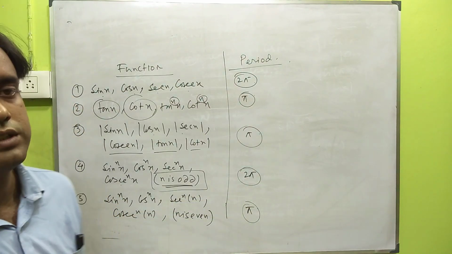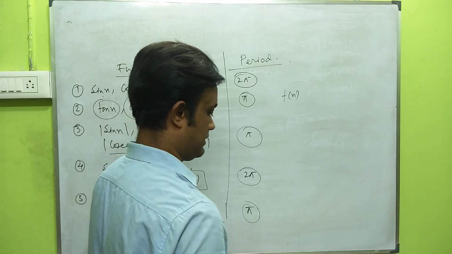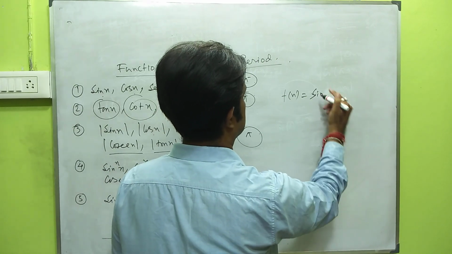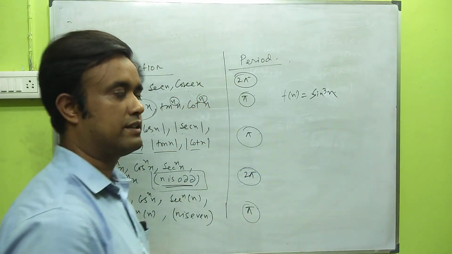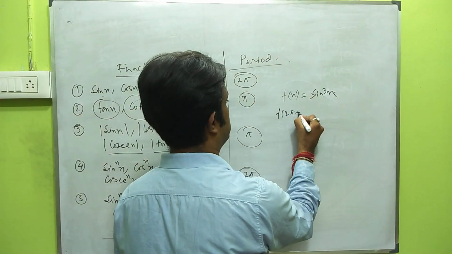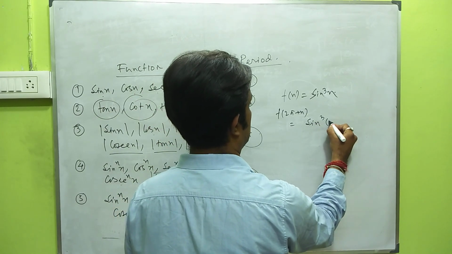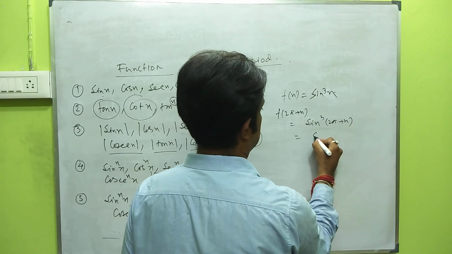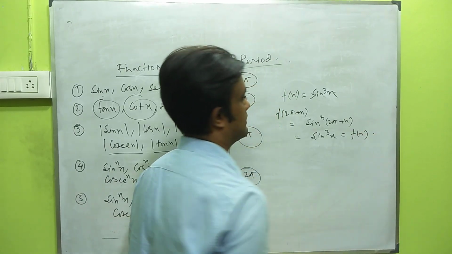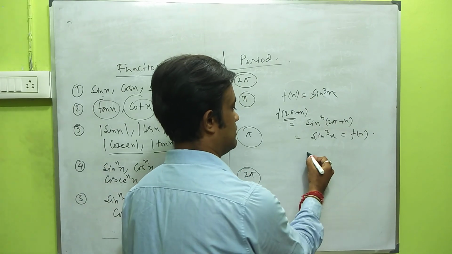Why do these two different things occur? Suppose f(x) is sin cube x. So f(2π + x) will be sin cube(2π + x). This will be sin cube x. This will be f(x). So here we see that the period of this function will be 2π.